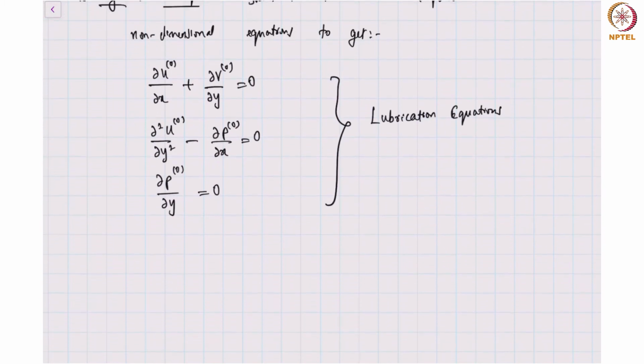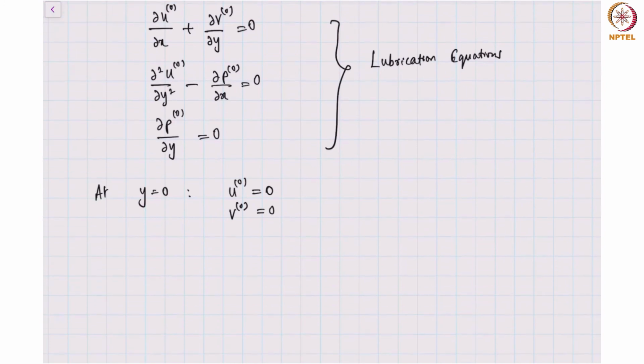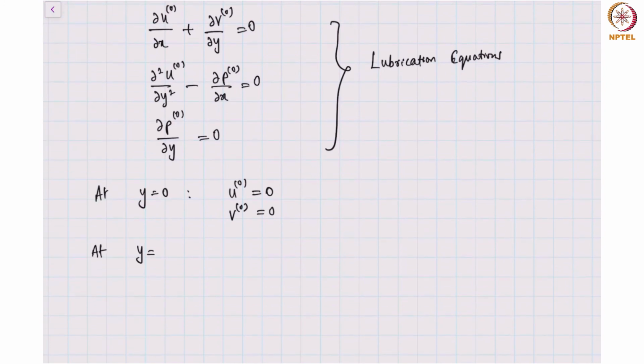We can write down the necessary boundary conditions for these lubrication equations. You can set the boundary condition at y equal to 0, which is the no slip condition at the walls. You have u equal to 0 and v equal to 0. That's the no slip and the no penetration condition. And at y equals h of x comma t, that is on the upper surface, you have u0 as capital U and v0 as capital V.